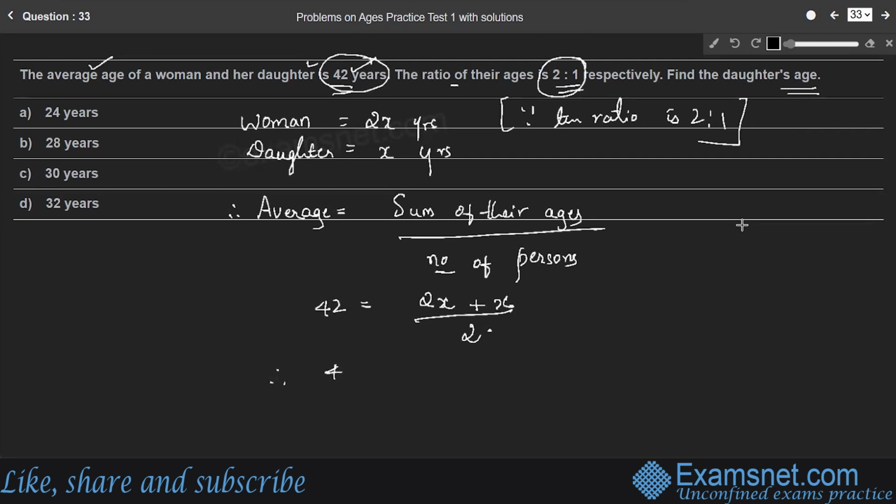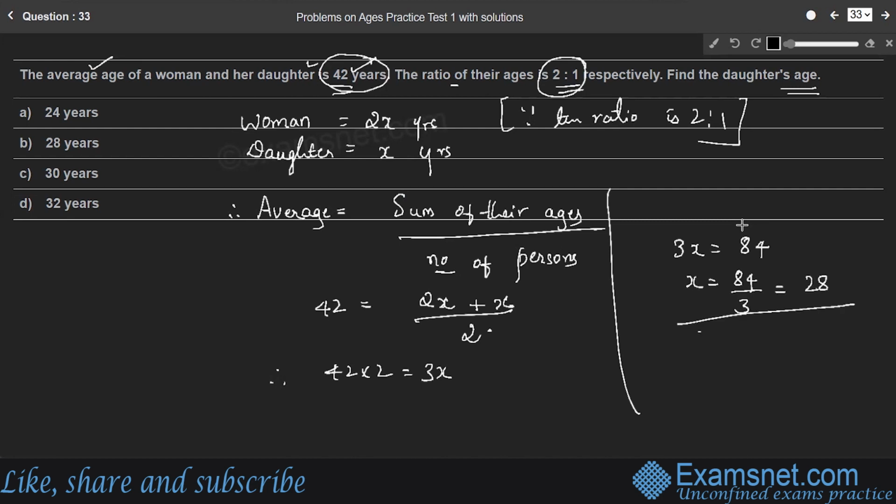Therefore, 42 into 2 is equal to 3x. Therefore, 3x is equal to 42 into 2, which is 84. So the value of x is 84 by 3. So 3 into 2, 3 into 8. So the value of x is 28. So x means the daughter's age. So her daughter is 28 years old. Therefore, the answer is her daughter is 28 years old. Option B is the right answer.